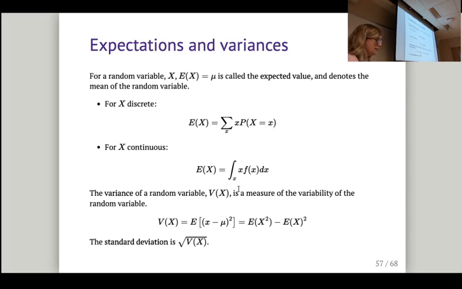The variance of the random variable x measures how varied the variable is. The variance is defined as the expected value of the quantity x minus the mean, squared, which with a little bit of algebra simplifies to the expected value of x squared minus the expected value of x, quantity squared. Standard deviation, which you probably used in intro stats or intro business stats, is the square root of the variance.